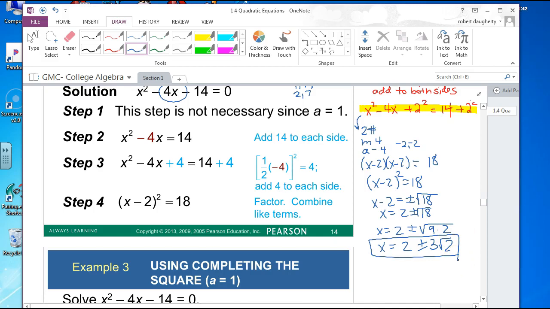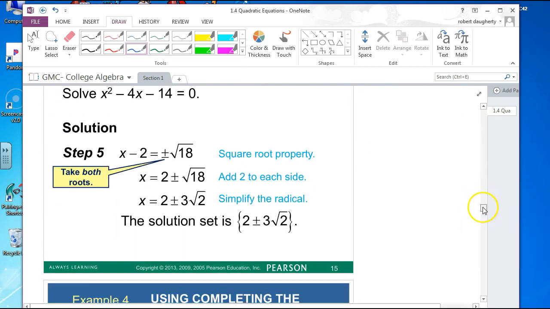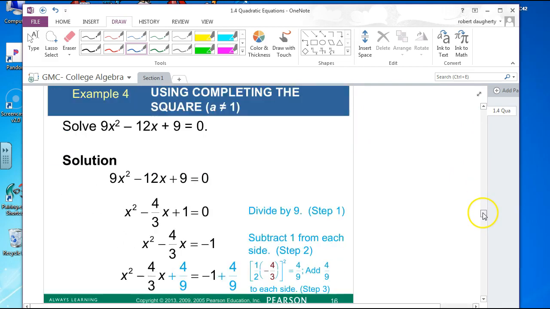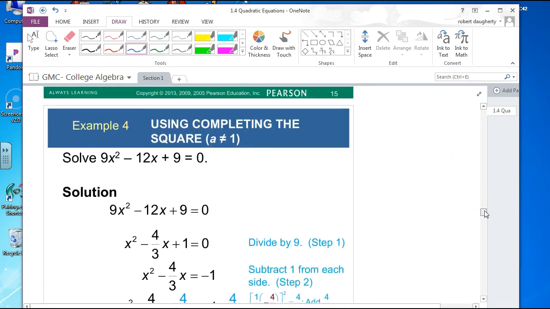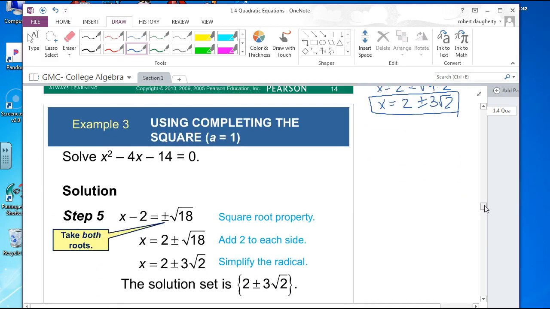Okay. So again, the key when you're completing the square is that whatever this coefficient is, you're going to take half of that and square it. Add that to both sides of the equation. That guarantees you're going to be able to factor one side of the equation as a perfect square. Let's do another example of that. Let me see, I've got a little bit of space here. Let's just do one here.